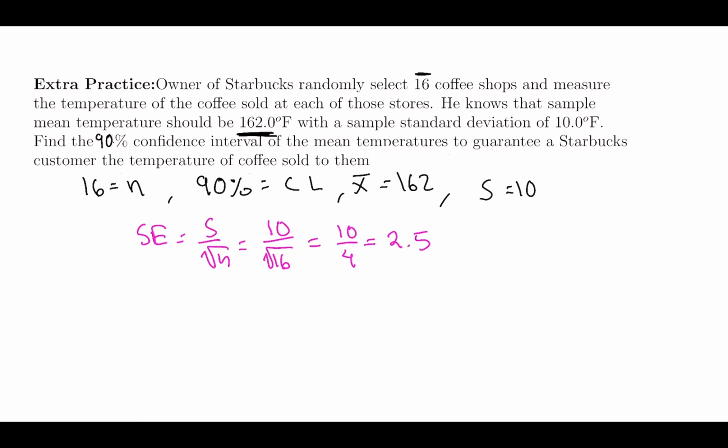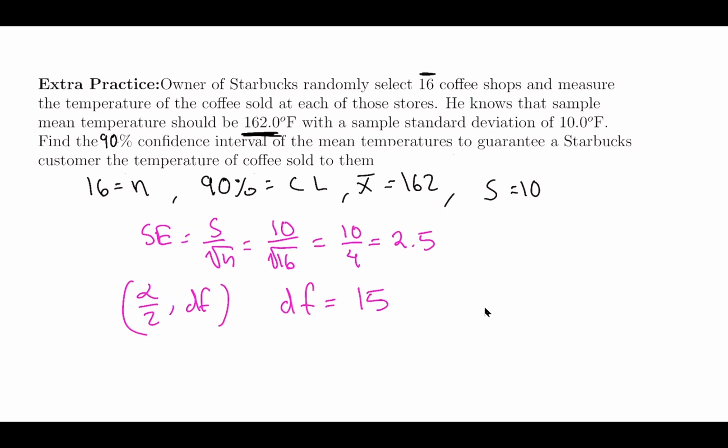So up next, we're going to find my margin of error. Before I find my margin of error, we have to find alpha divided by 2, but we also have to find degrees of freedom. So let's do the easy one first. Let's do degrees of freedom first. What would degrees of freedom equal? Equal to 15. Yeah, perfect, 15. Remember, 16 minus 1 is 15. All right, so now let's do alpha divided by 2.